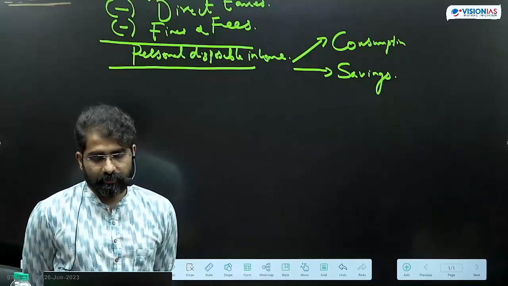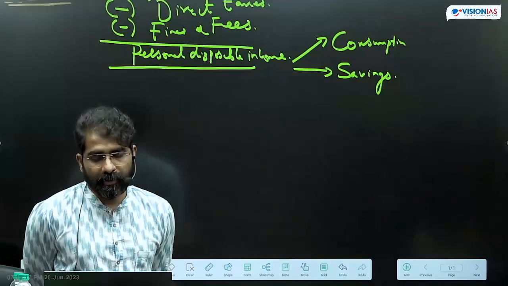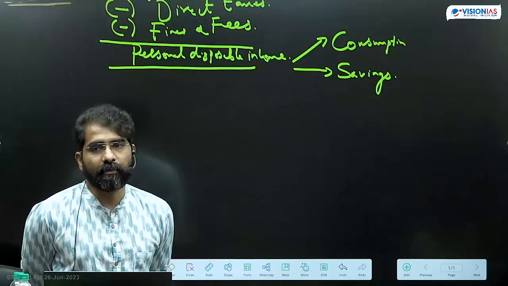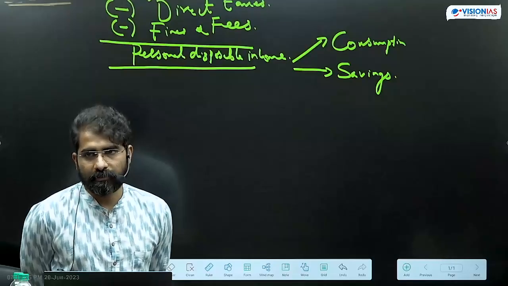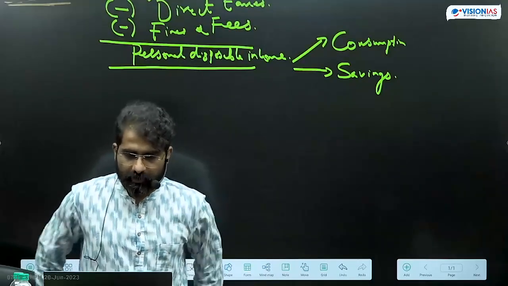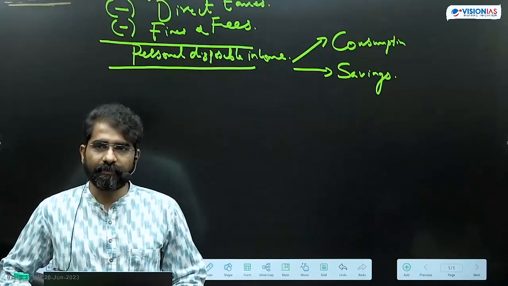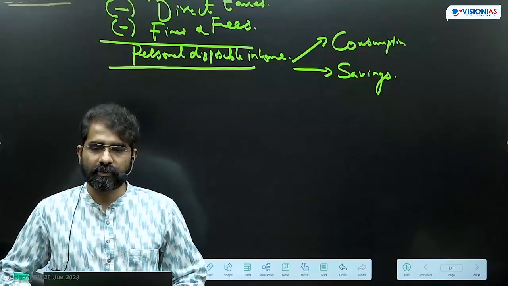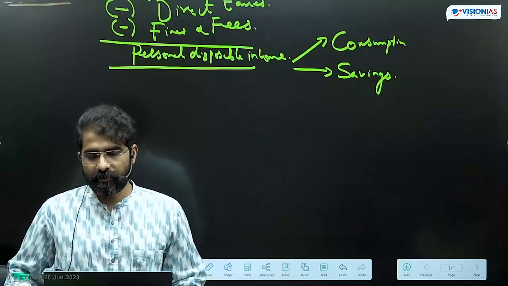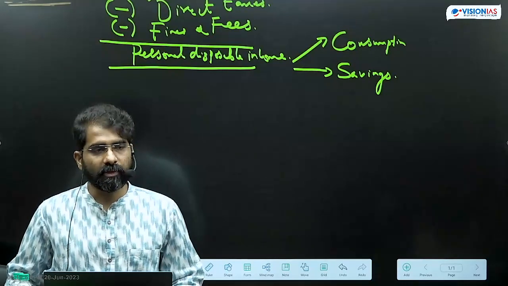For a nation, nominal per capita income. Nominal is at current price. Nominal per capita income is NNP at current prices divided by total population.